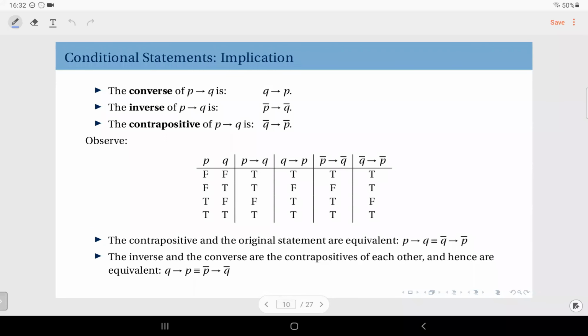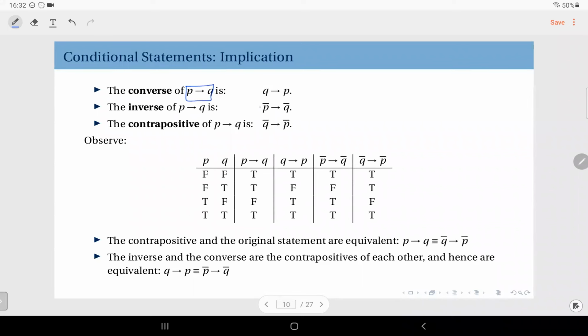Three more concepts we are going to cover here are very important when we talk about implication. The first one is the concept of a converse of an implication. When you take P implies Q, the converse is Q implies P. Okay, that is the converse. How you obtain the converse is obvious here. You just change the antecedent and the consequent, and you obtain the converse.